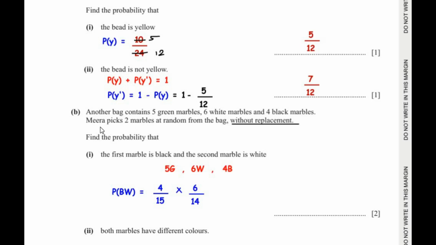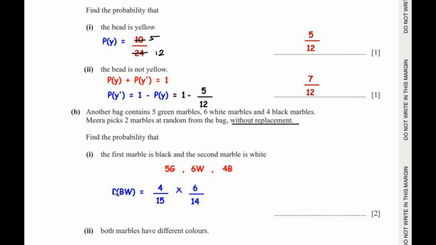And it is mentioned that Meera picks 2 marbles at random without replacement, which means that if she picks one marble, for example a black marble, she is not going to put it back in the bag. And then she is going to pick up another marble from the bag. So here in the first question, we have to find out the probability that she is going to pick up a black marble first, and again she is going to pick up another second marble which is white in color.